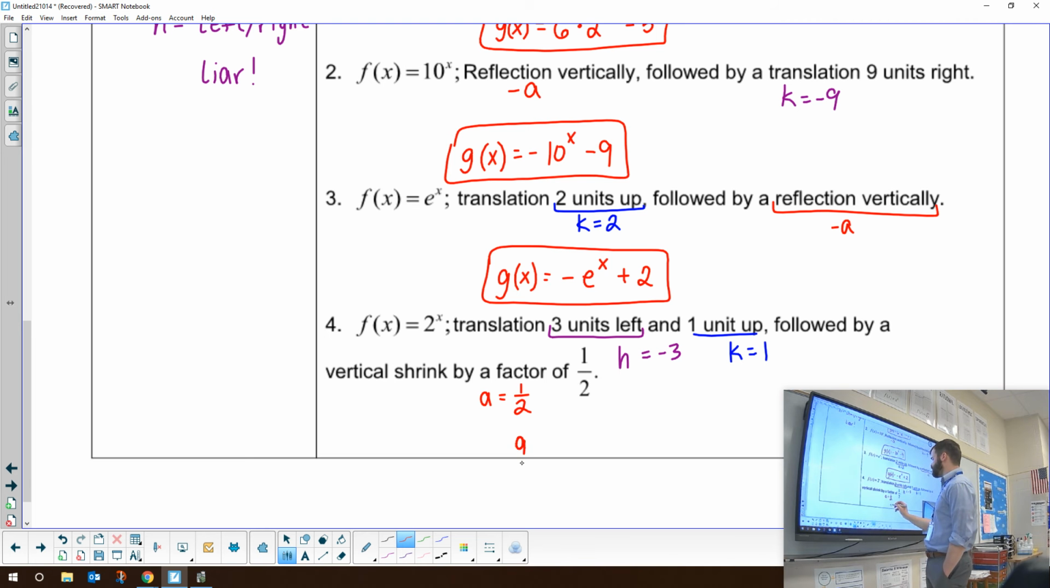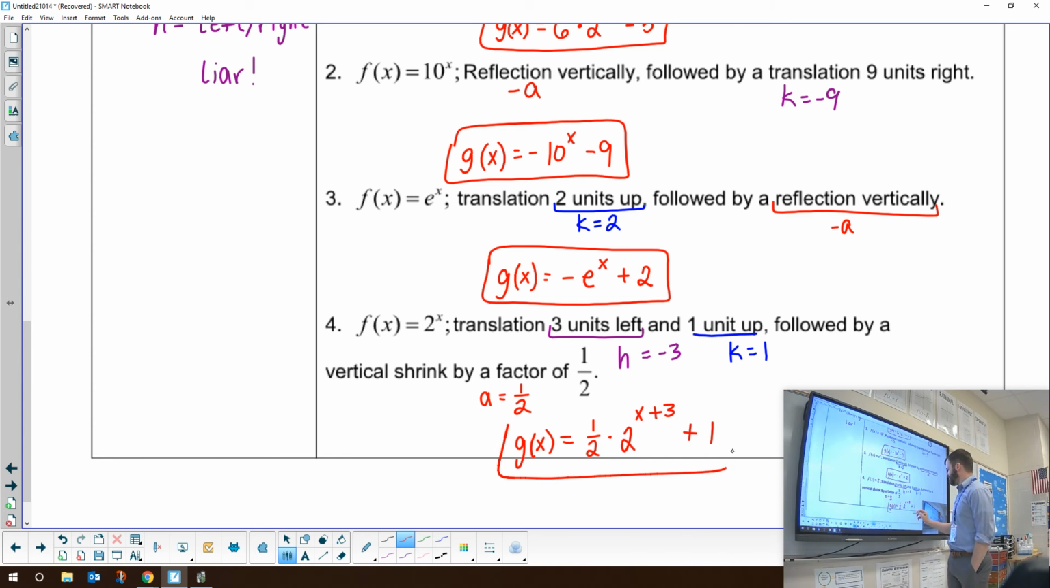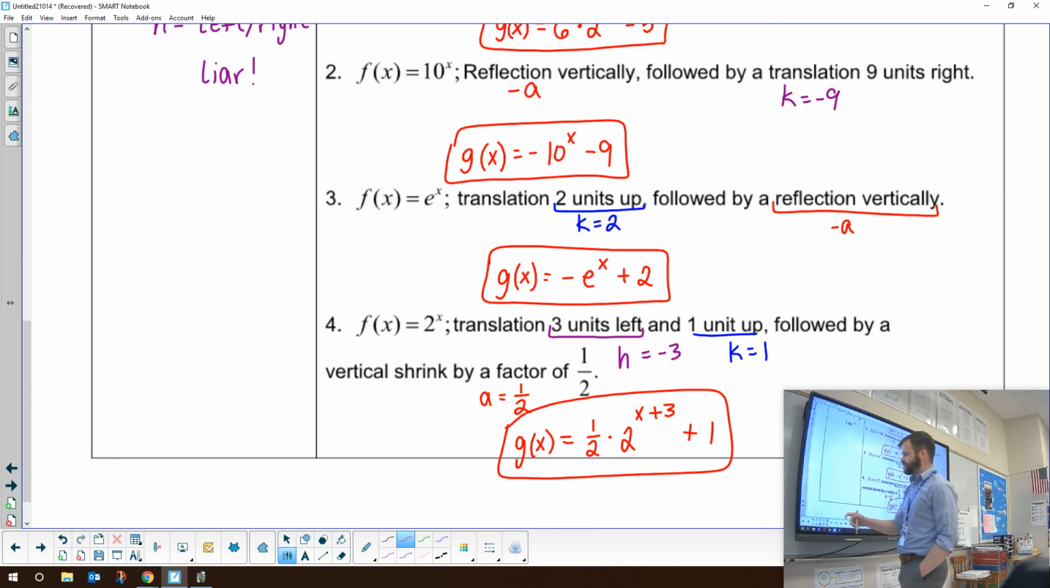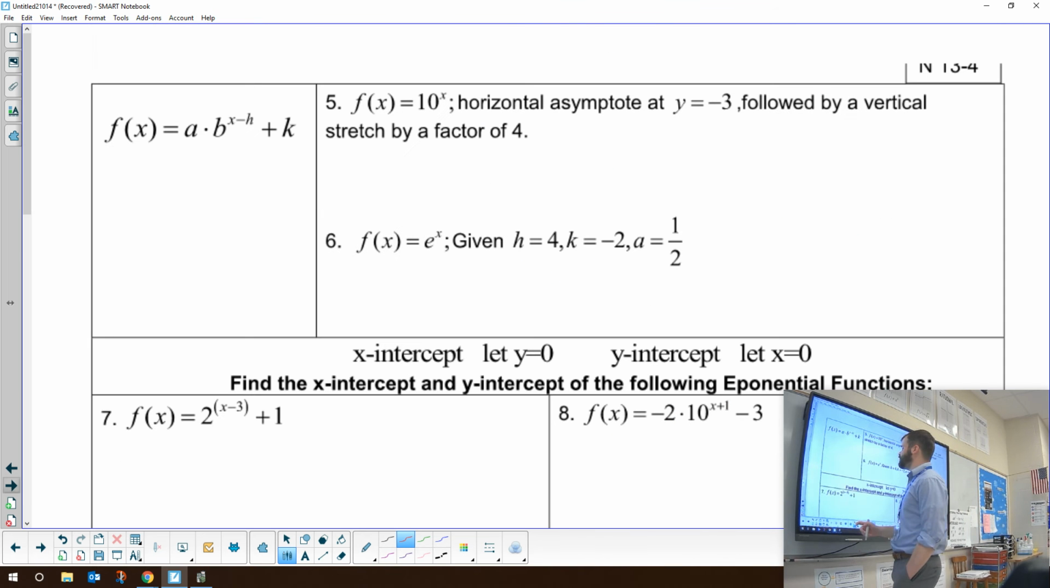So we can write out our equation. We go g of x equals 1/2 times my base is 2 to the x plus 3. Notice how I made that a positive there whenever I plugged it into my equation. And then we're going to have a plus 1 here on the end. Okay? And there is our equation for this one. All right, let's turn the page and let's take a look at our last two here, 5 and 6.